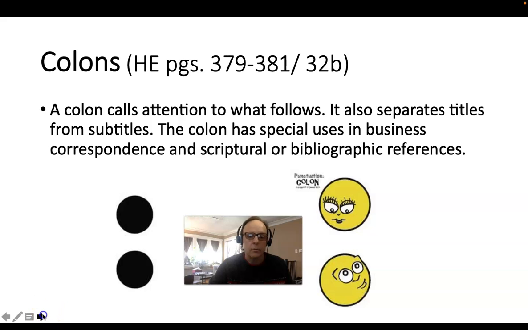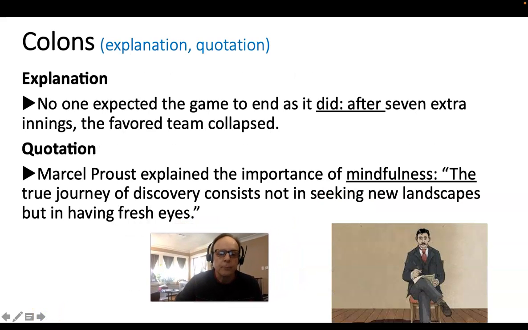All right, let's look at those real quick with this colon. An explanation. No one expected the game to end as it did. So we're going to introduce that, we're going to tell how the game ended. After 7 extra innings, the favored team collapsed. So this colon introduces kind of an explanation, right?